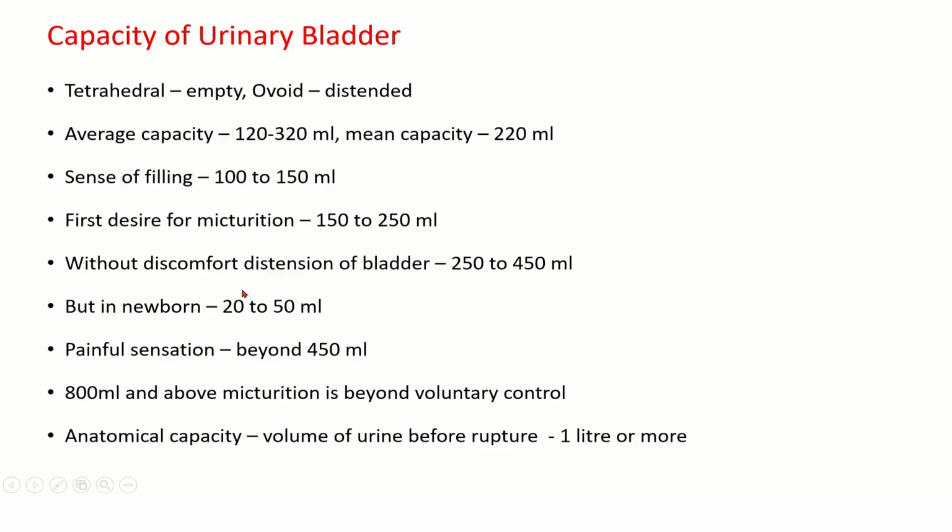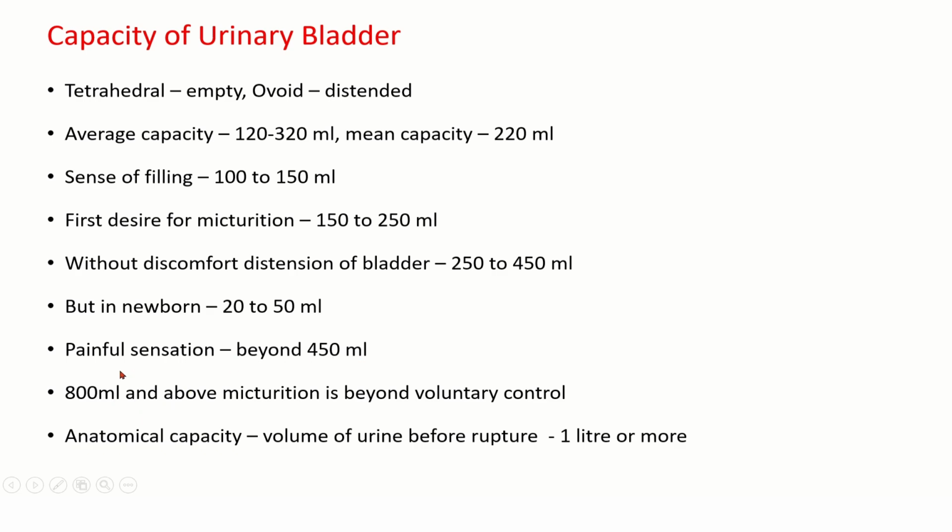Then without discomfort, distension of bladder can be borne by the individuals up to 450 ml. That is average 250 to 450 ml. It depends on individuals. In newborn, it is 20 to 50 ml. The painful sensation will be felt once the accumulated urine volume is beyond 450 ml.